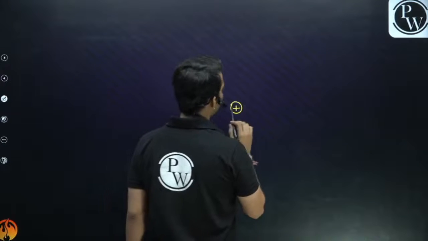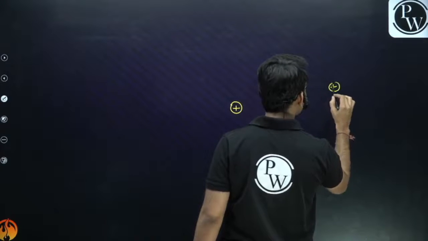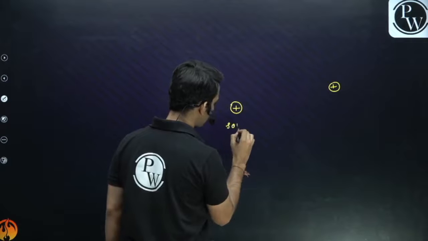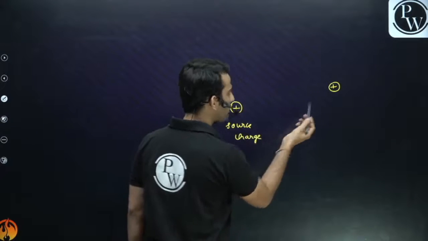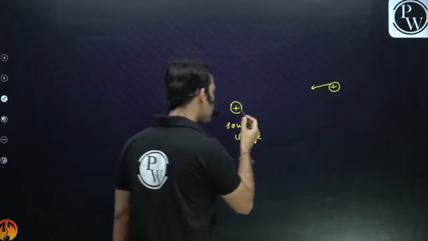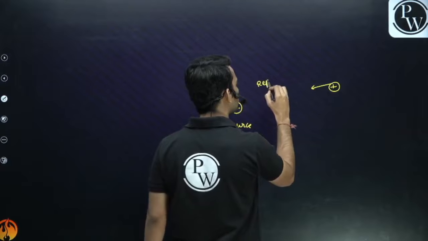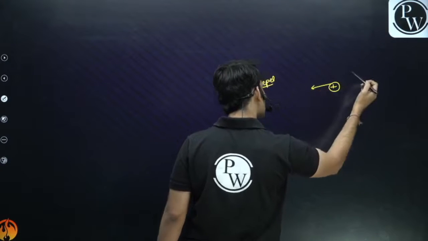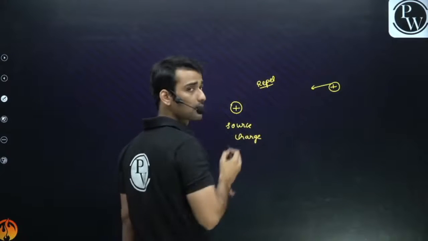Now basically, if I want to bring a positive charge, suppose I have a source charge. This is the source charge, and I want to bring this positive charge nearer to it. These charges will repel, so obviously I have to do some work against the force to bring this charge nearer to that charge.